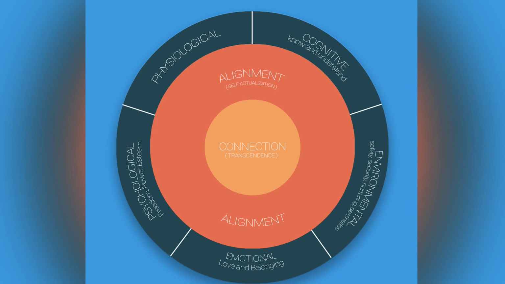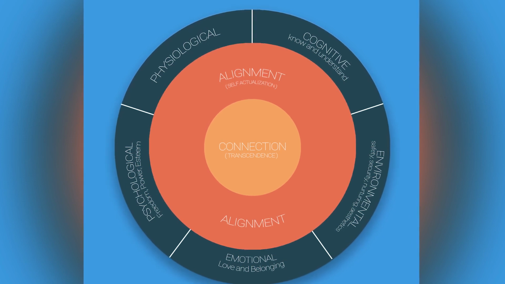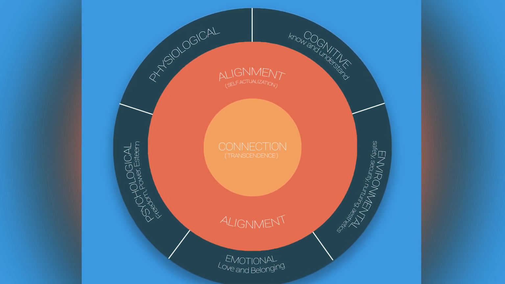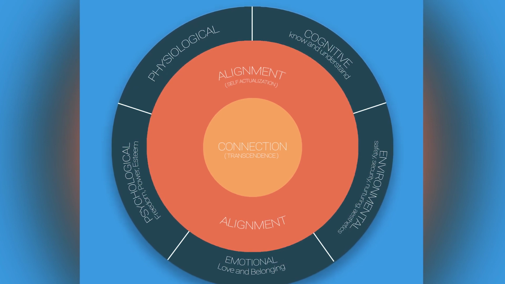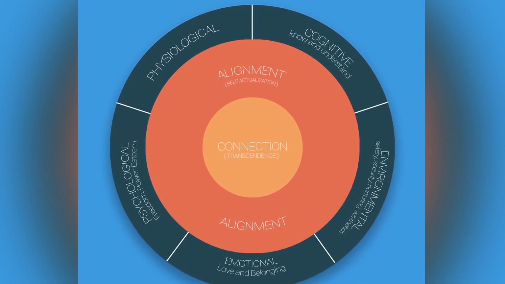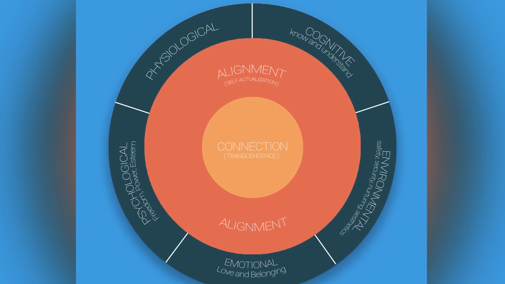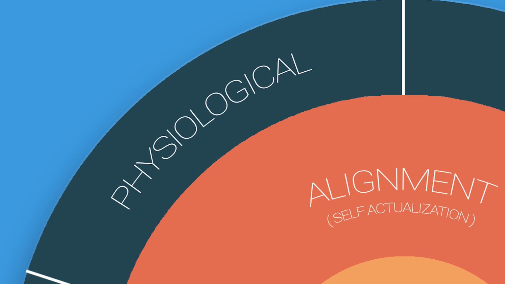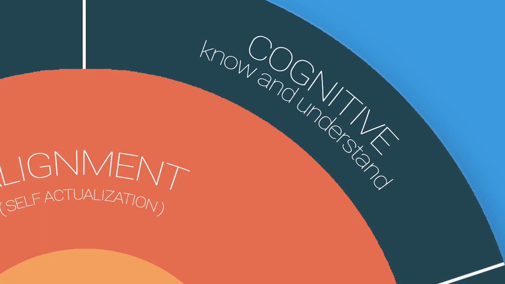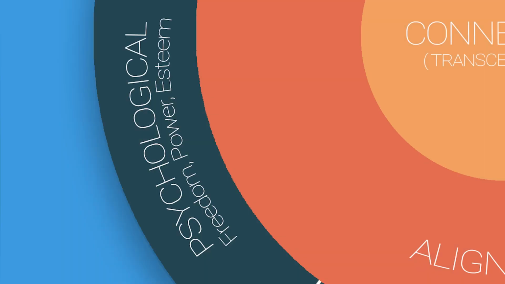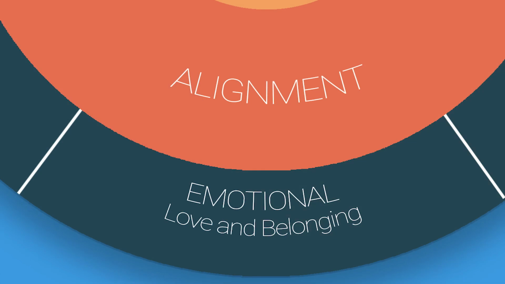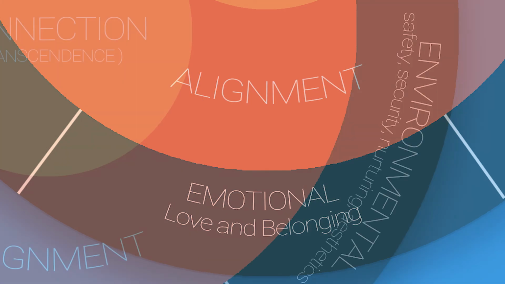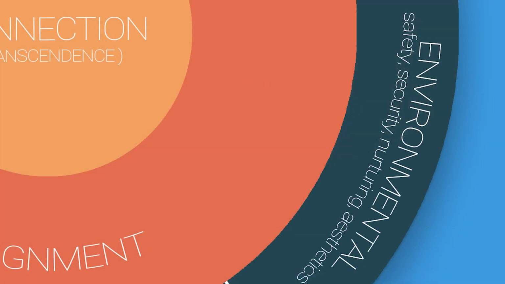My choice for this icon is to incorporate Maslow's various needs into a circle of 7 essential needs. This circle consists of 3 concentric rings. In the outer ring, we have the basic needs. The basic needs include the physiological needs for food, water, and shelter, the cognitive needs to know and understand, the psychological needs for freedom, power, and esteem, the emotional needs for love and belonging, and the environmental needs for a safe, secure, and aesthetically pleasing environment.